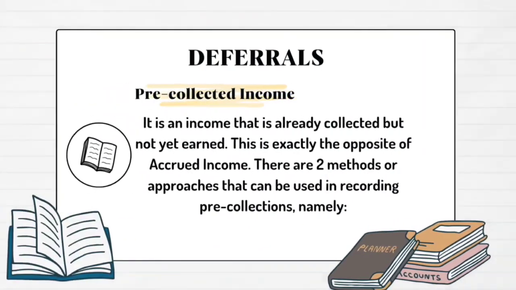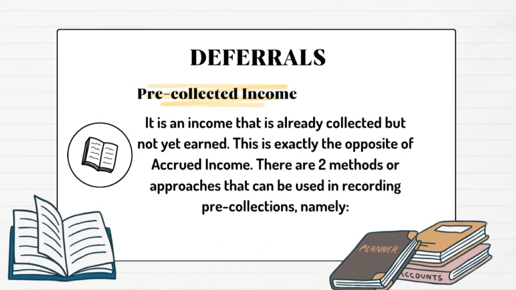There are 2 types under the deferrals. The first one is the pre-collected income. It is an income that is already collected but not yet earned. This is exactly the opposite of accrued income. There are 2 methods or approaches that can be used in recording the pre-collections.